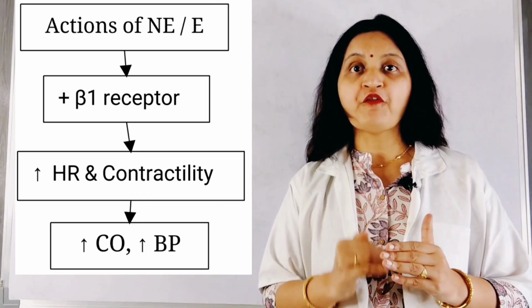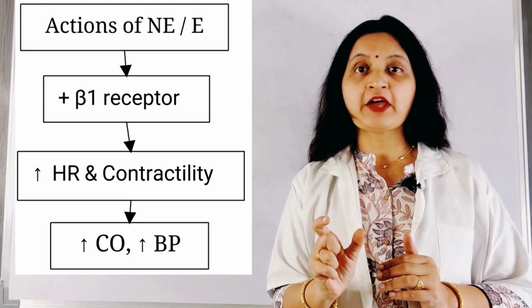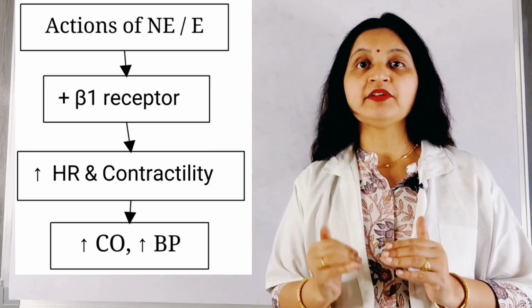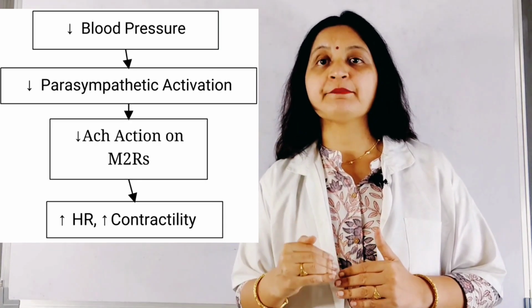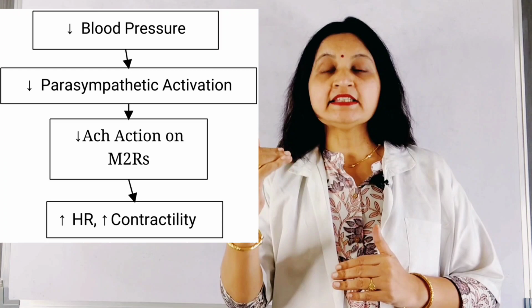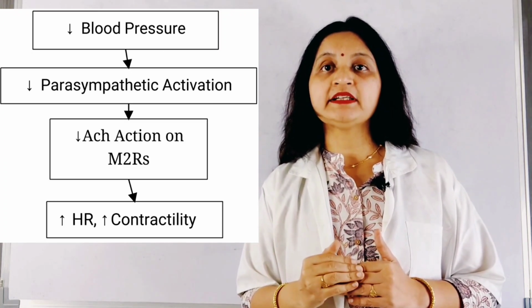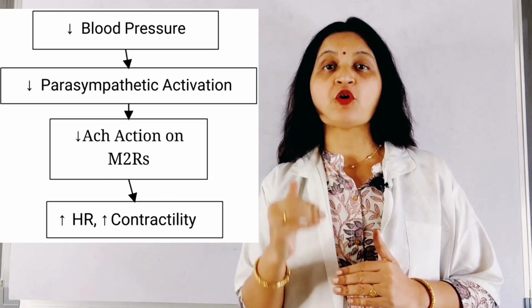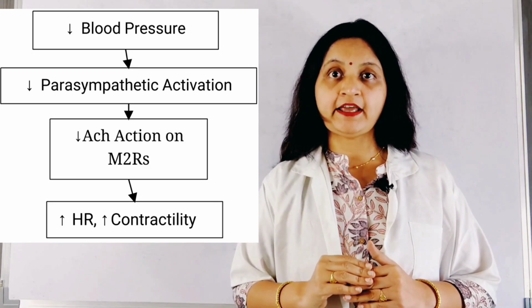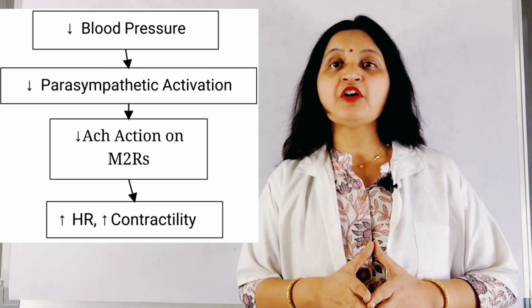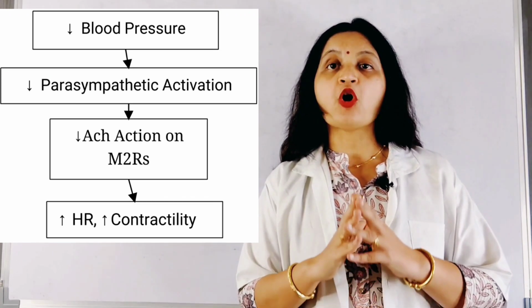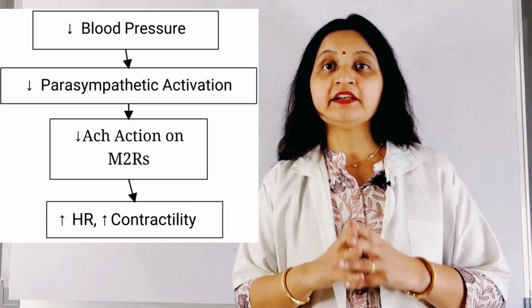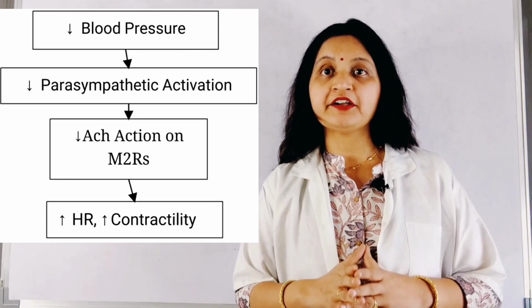So when the blood pressure falls, there is decreased stretch in the baroreceptors. This results in increased sympathetic activity which raises the blood pressure. Also there is simultaneous inhibition of the parasympathetic system. So decreased stimulation of the parasympathetic system causes decreased release of acetylcholine into the synaptic cleft. If you remember, the action of acetylcholine on M2 receptors of the heart slows down the heart rate, decreasing the contractility, decreasing the cardiac output.